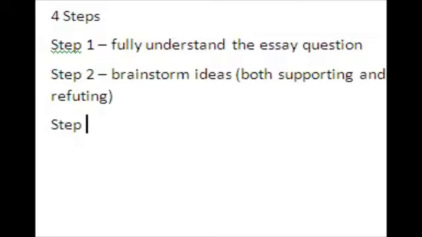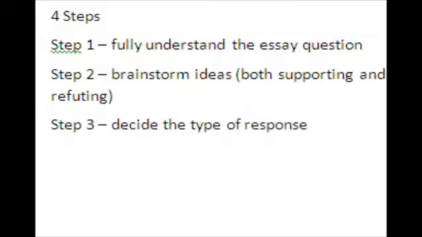Okay, step 3. Now after you've done the brainstorming, step 3 is to decide on what style of essay you're going to write. Are you going to write an essay that supports what's been given in your question, or are you writing an essay that refutes it? So step number 3 is to decide the type of response to give.